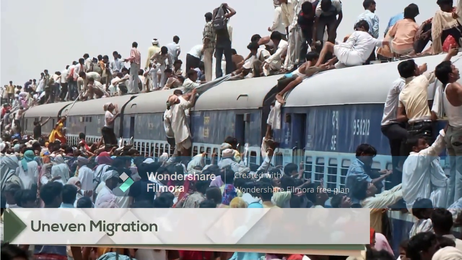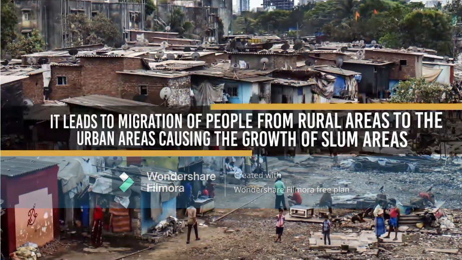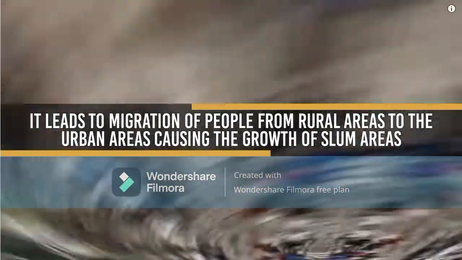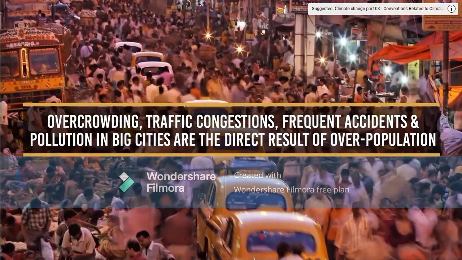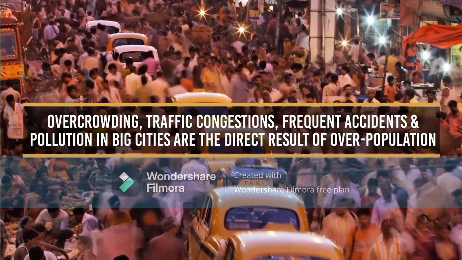Uneven migration. Population explosion gives rise to a number of social problems. It leads to migration of people from rural areas to urban areas, causing the growth of slum areas. People live in most unhygienic and insanitary conditions. Overcrowding, traffic congestion, frequent accidents, and pollution in big cities are the direct result of overpopulation.